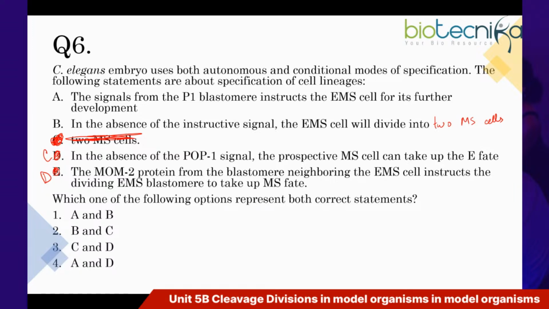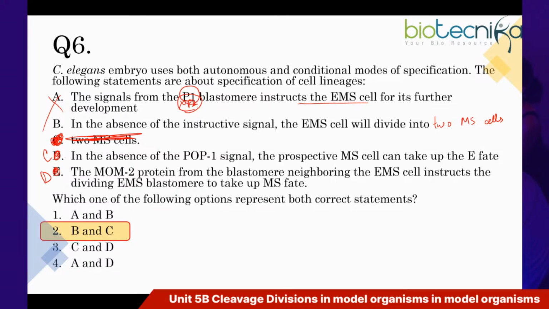Okay, Anupam says 2. Surender also has changed answer to 2. Sunshine also 2. Yes. Very good, everyone. It is option 2. So let's correct it. Signals of P1 blastomere, this is not correct. So it should be P2 blastomere. So many times we studied now, right? So that's why A is not correct. Yes, it instructs the EMS cell, but it only instructs the endoderm, meaning one daughter cell of EMS to form endoderm. It doesn't instruct the MS.